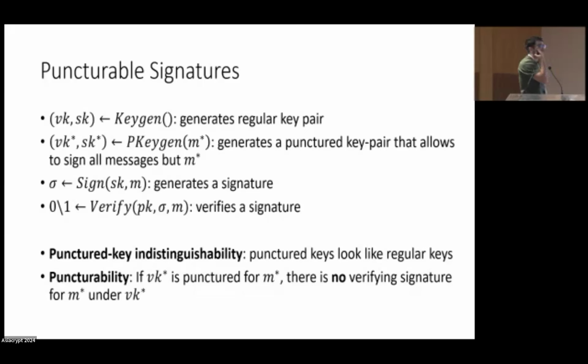Then we use puncturable signatures that are analogous to signatures, but they have an additional punctured key generation algorithm, so that when you give to this punctured key generation a message M star, it will output a verification key VK star, such that statistically, under this verification key, there is no satisfying signature for message M star. And then the rest of the notion is identical to a regular signature. The only additional thing is that we want the regular keys and punctured keys to be indistinguishable.